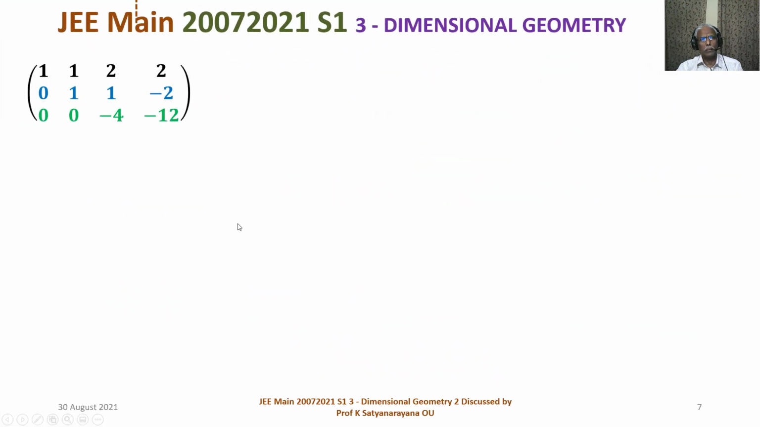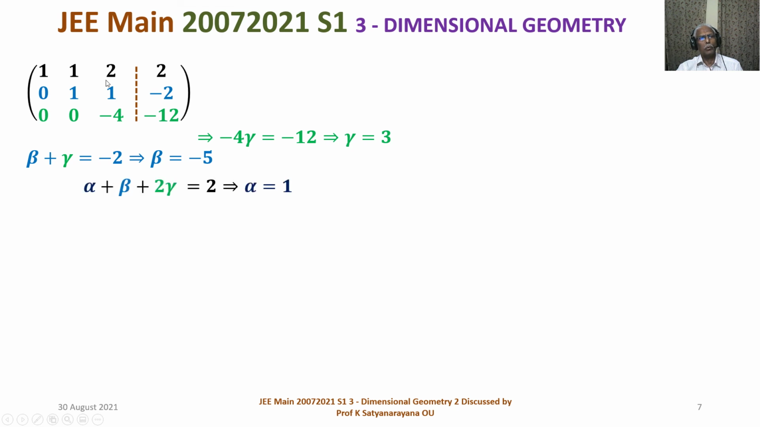So by back substitution, first we take minus 4 gamma is equal to minus 12. That will imply gamma is equal to 3. We'll go backwards. That will be beta plus gamma is equal to minus 2. Substituting the gamma value, we get beta is equal to minus 5. And we'll go to the first equation. Alpha plus beta plus 2 gamma is equal to 2. And you know beta is minus 5, gamma is 3, so you will get alpha is equal to 1. Thus, we got the answers: alpha is equal to 1, beta is equal to minus 5, gamma is equal to 3.